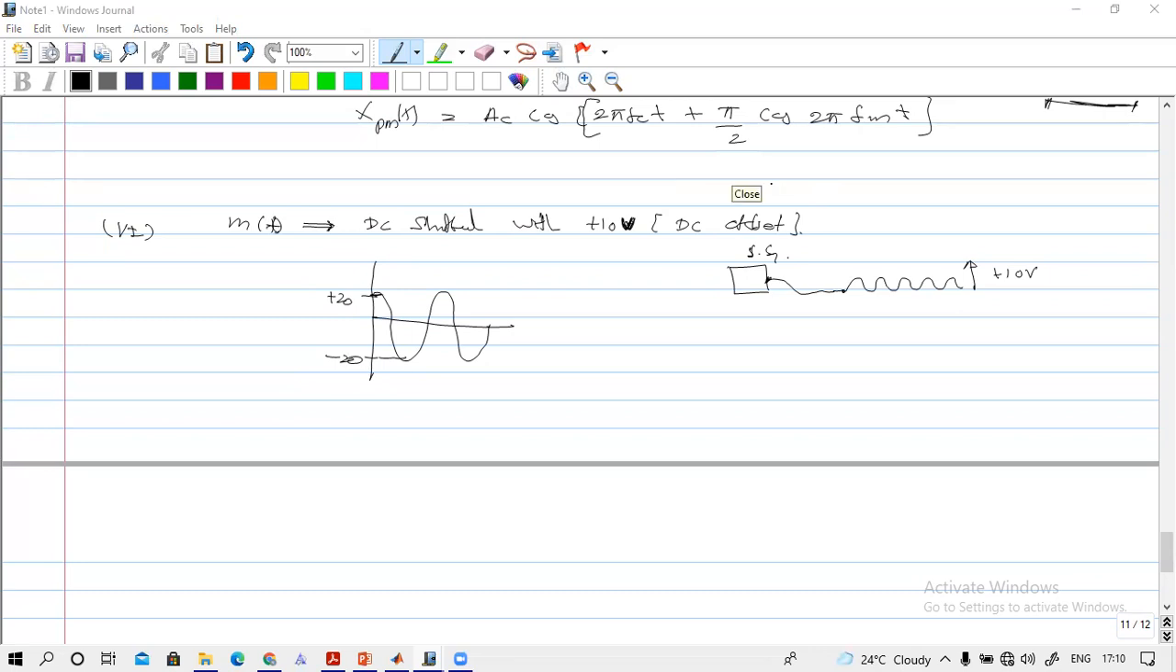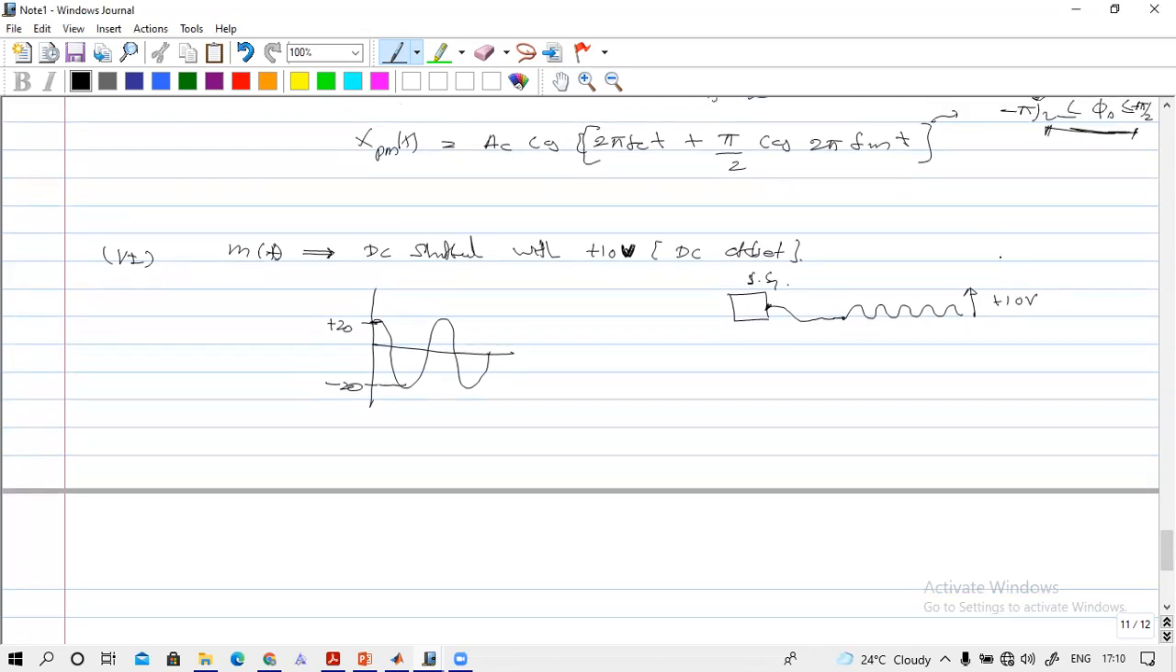Yeah, that is correct. So we have to move the signal forward. To move the signal forward, what do we have to do? We have to just add the DC voltage after the signal. Then at the input, we will have the signal shifted by 10 volt. So very good, Nafis.